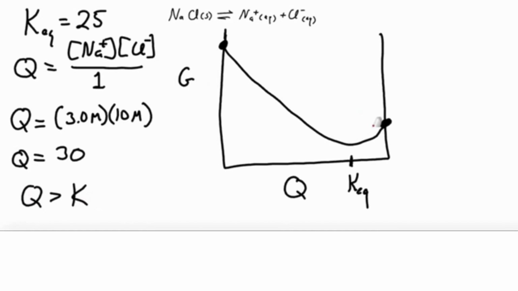We're over here. Now, if you're over here, where the value of Q, that's the x-axis, is greater than K, you can see that to go downhill in energy, you actually react backwards. In other words, you're going to be precipitating sodium chloride. So the reaction is actually going to go to the left. Okay? So it's a general principle: whenever Q is greater than K, your reaction is going to react backwards and produce reactants instead of producing products. So in this case, what we'd see is the formation of more solid because the concentration of the individual ions is too high.